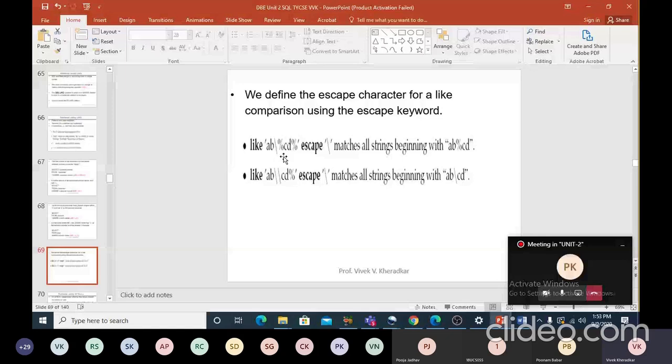After the slash, whichever character comes is treated as a character, not with its special meaning. So whichever character is present after the slash is treated as part of the string. That's why this pattern matches all strings beginning with AB percentage CD. But suppose I also want to add a slash, then I will use double slash: AB double slash CD escape slash matches strings with AB slash CD. So that is one more use of the escape character.